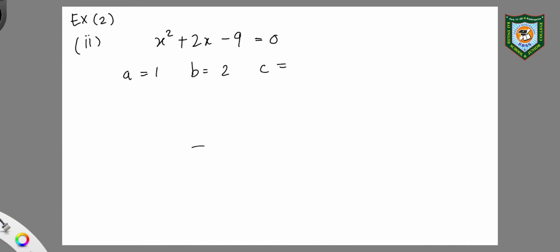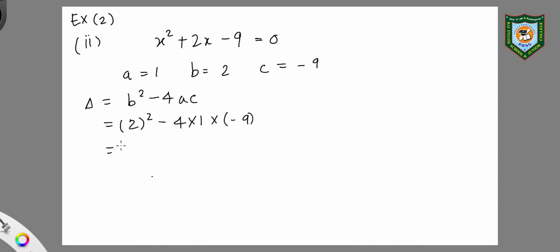Now moving on to sub question 2 from the same example. The previous example was sub question 1. This is sub question 2. We have x square plus 2x minus 9 is equals to 0. Now we have to straight away compare with standard form. That means a is equals to 1, b is equals to 2, and c is equals to minus 9. So delta is equals to b square minus 4ac, which is equals to 2 square minus 4 into 1 into minus 9.